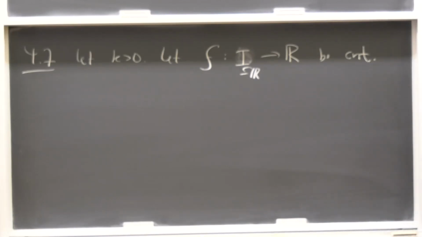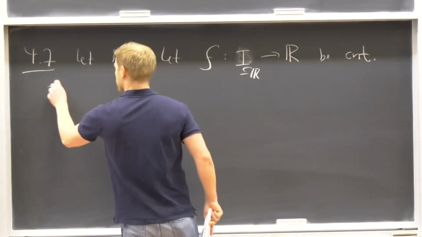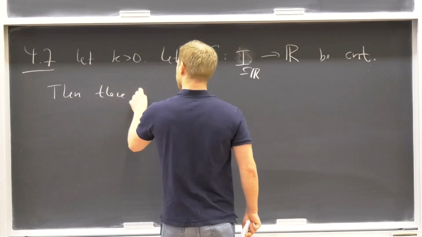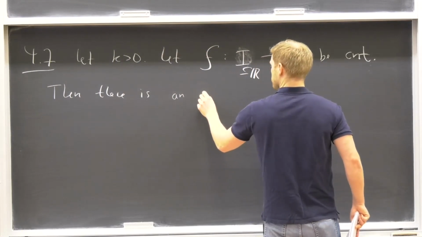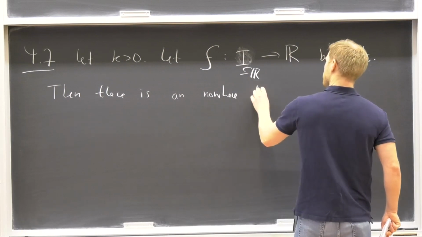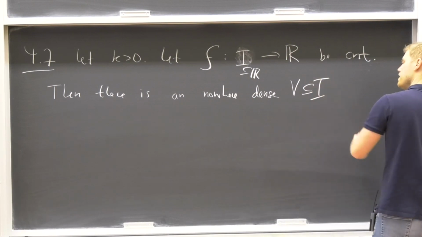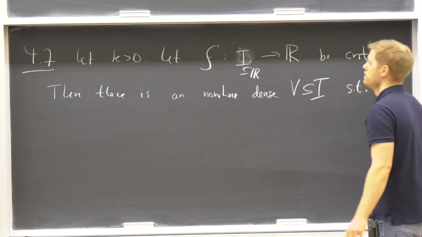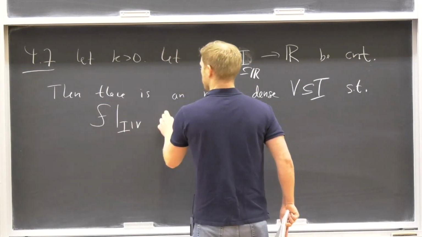You would hope that in general you would be able to talk about functions definable in an open core of an expansion that does not define the integers, or type A. So then what this says is that there is a nowhere dense set V subset of I such that f restricted to the complement is C^k.